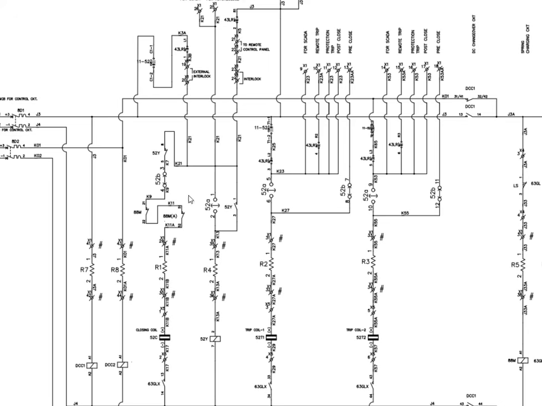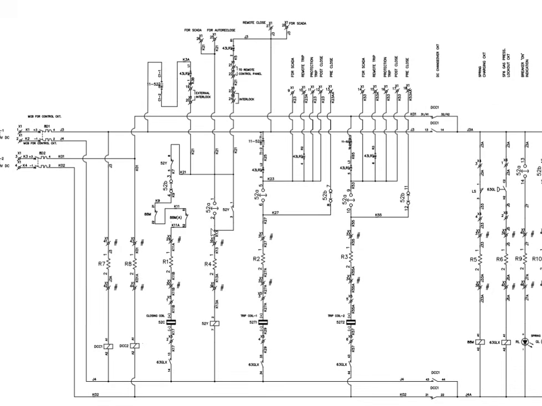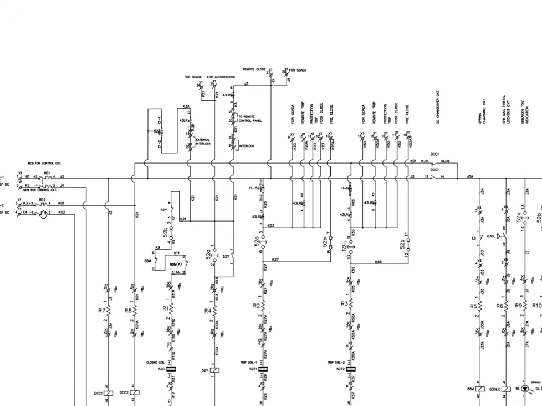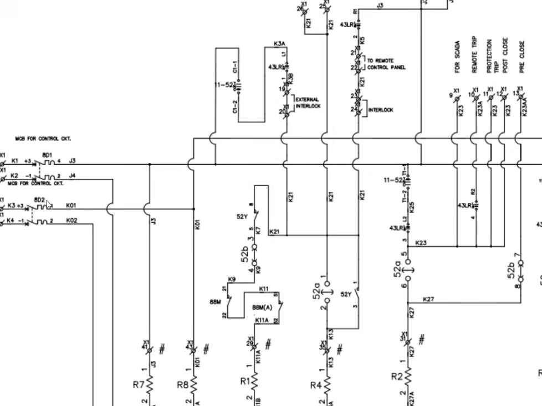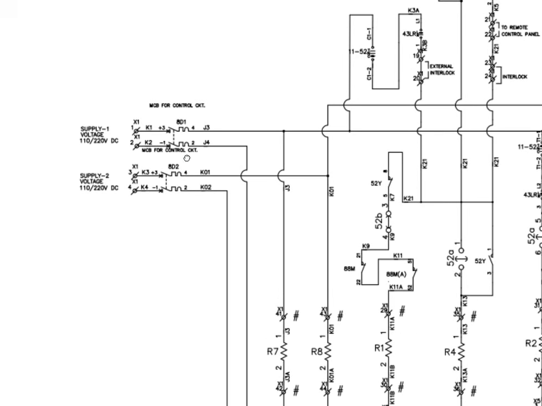I hope you can see this drawing. So this is the incoming DC that is coming from the panel. I'll just zoom out a bit. So this is supply 1 voltage DC, and this is supply 2 voltage DC, meaning DC source 1 to the breaker and DC source 2 to the breaker.